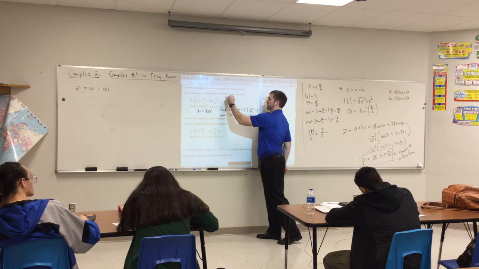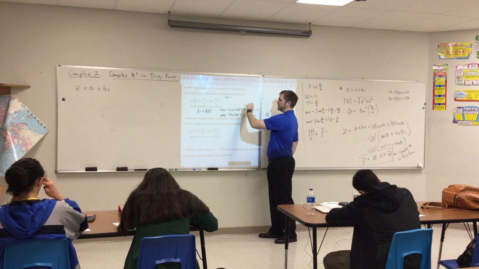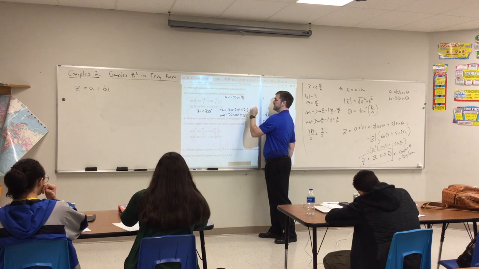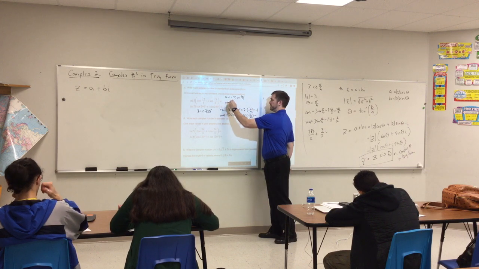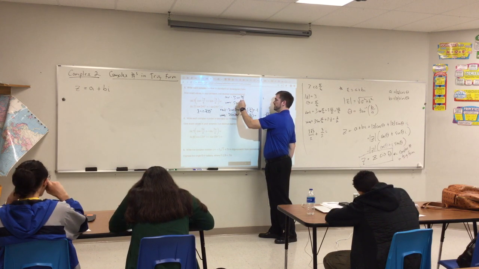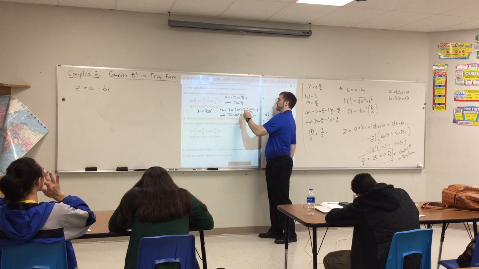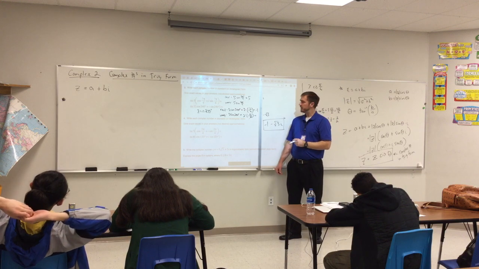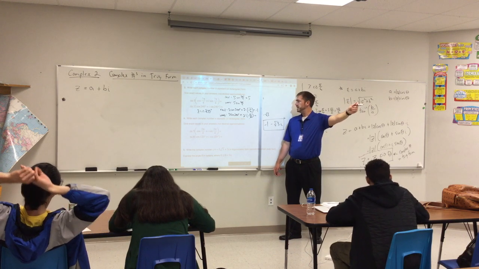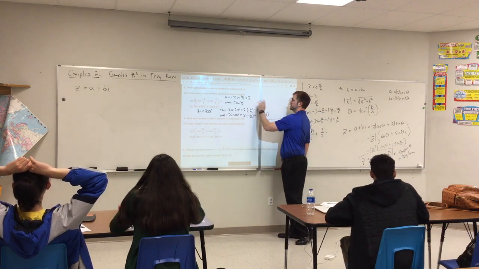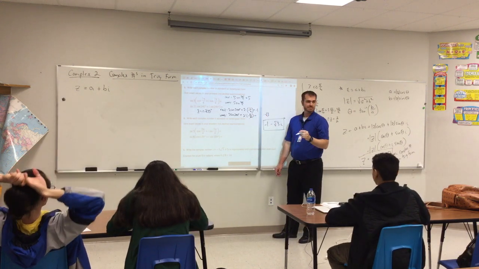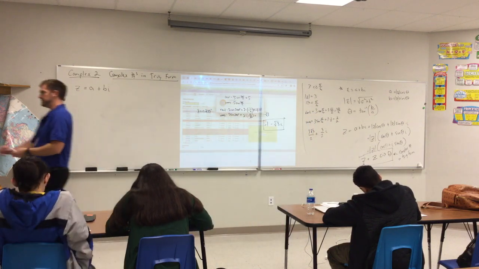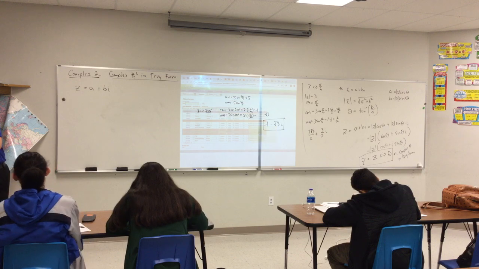So, the real part we know is magnitude cosine. So that would be 5 cosine 7 pi over 4. And the imaginary part, 5 sine 7 pi over 4. So we're all looking at trig charts. Cosine: positive, negative? Positive. Are you positive? All right.